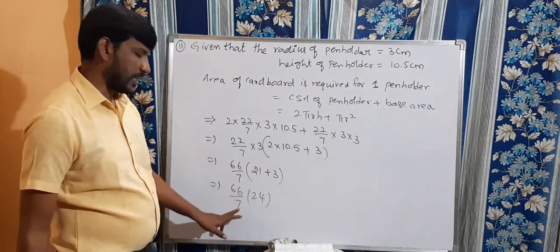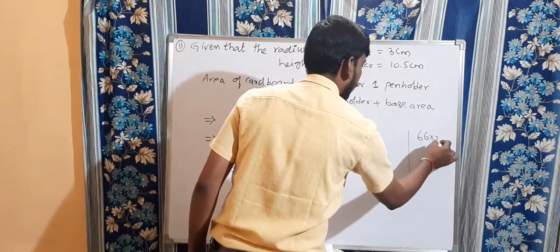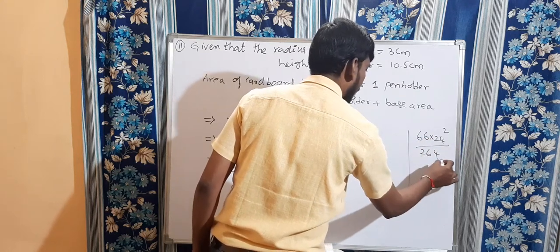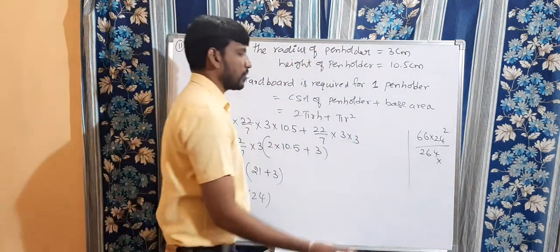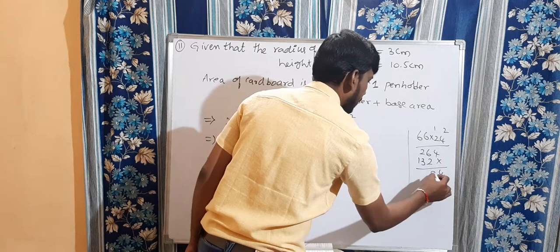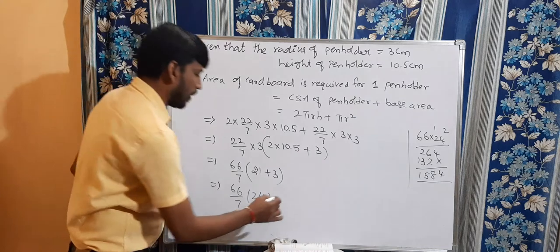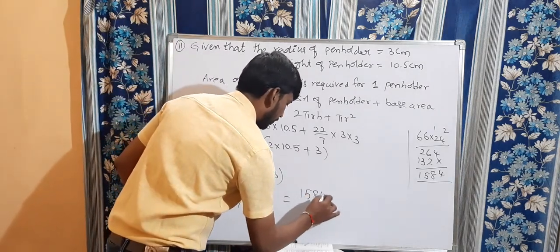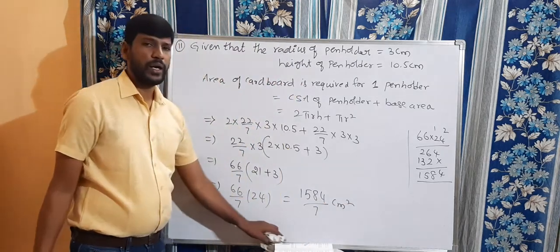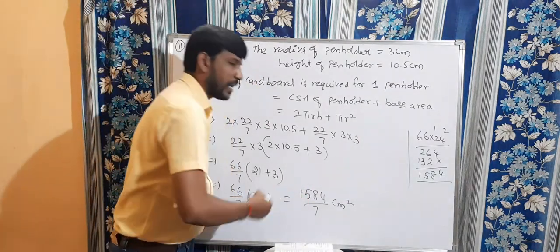So 24 is not cancelling with the 7 table, so you can multiply these two. What is the value here? 66 into 24. 4 sixes are 24, plus 2, 26. Now you should multiply with 2. 2 sixes are 12 plus 1, 13. Okay. 4 8 5 1. Clear? 1584, which is equal to 1584 by 7 centimeter square. This is for one pen holder. To make one pen holder for one person, this much cardboard is required.